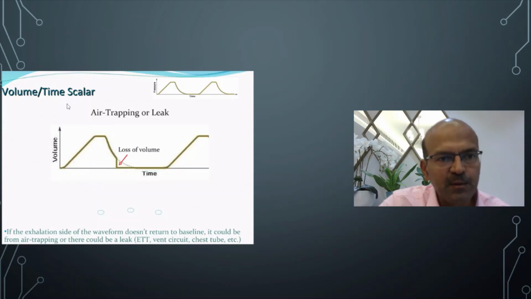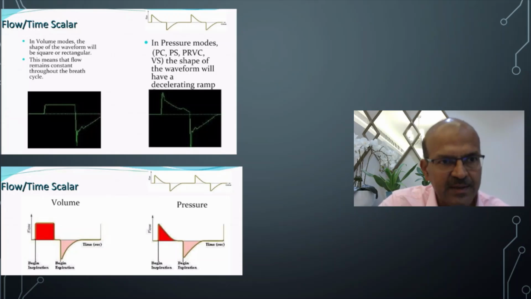So in the volume time scalar, if the volume cuts off abruptly, it's called cliffing or shouldering, and that usually indicates either air trapping or air leak. The air leak can be air around the ET tube, or it can be a pneumothorax as well, so chest drain leak from a pneumothorax. So we have these parameters which guide us in this volume time scalar.